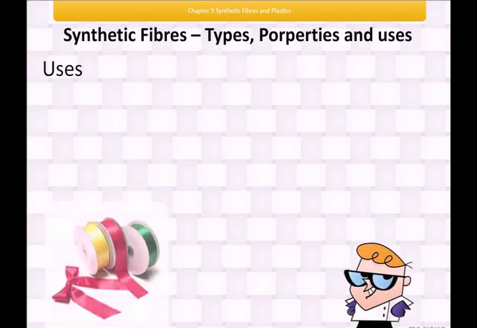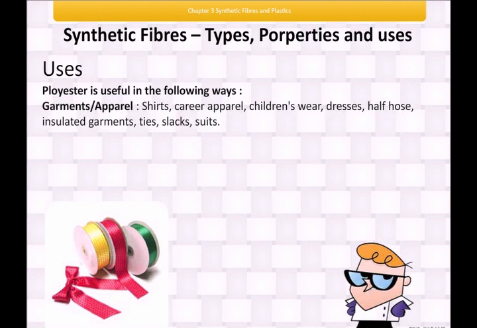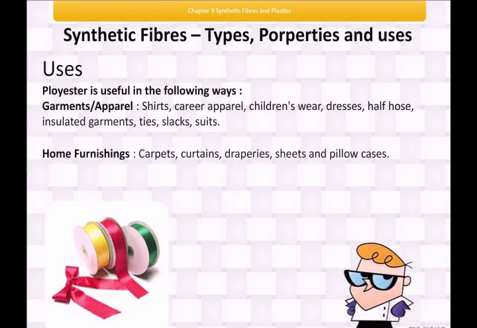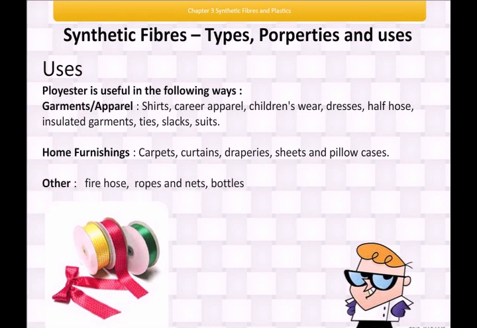Uses. Polyester is used in the following ways: garments and apparel, shirts, career apparel, children's wear, dresses, half-hose, insulated garments, ties, slacks, and suits. Home furnishings, carpets, curtains, draperies, sheets, and pillowcases. Other, fire hose, ropes and nets, and bottles.